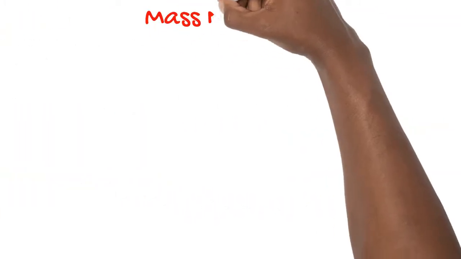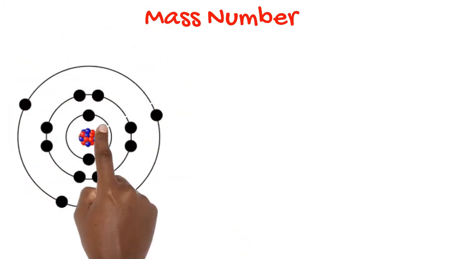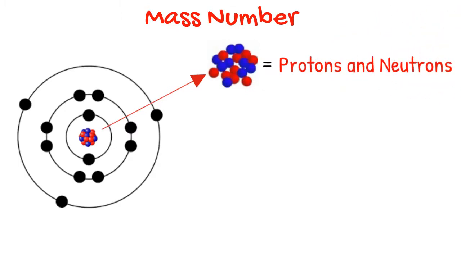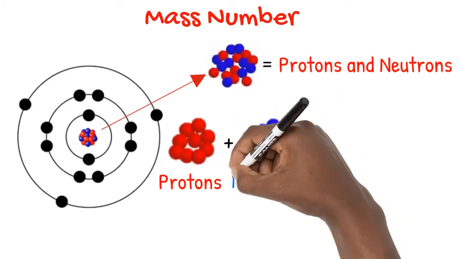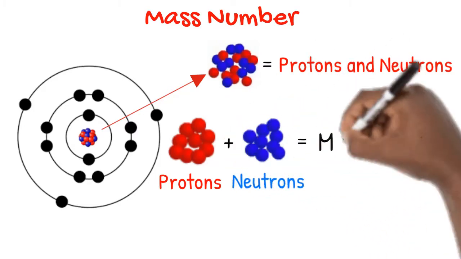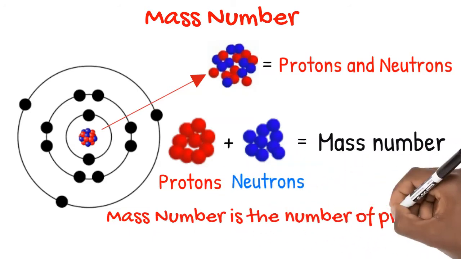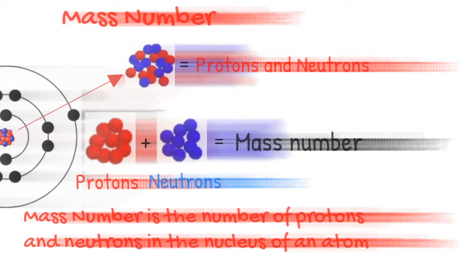Now let's look at the mass number. Again, look at this atom. In the nucleus, we have the protons and the neutrons. Now, if you work out the number of protons and add it to the number of neutrons, well, that gives you your mass number. So the mass number is simply the number of protons and the number of neutrons in the nucleus of an atom.